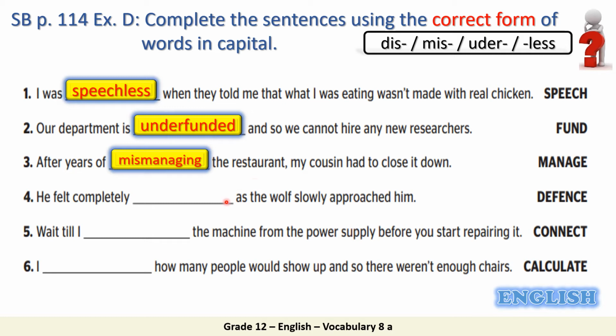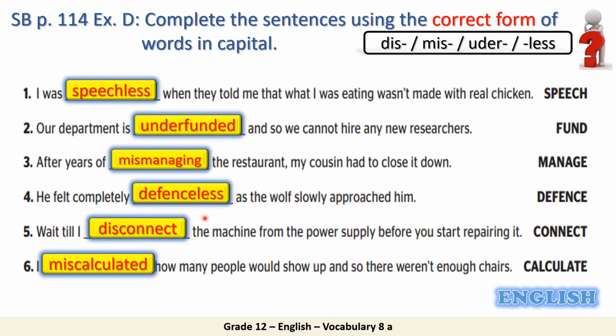He felt completely defenseless, unable to defend himself. How about number 5? To disconnect, to cut the connection. How about the last one? Calculated, miscalculated. They calculated the number of people in a wrong way. How about your points out of 6? Great. Let's continue.